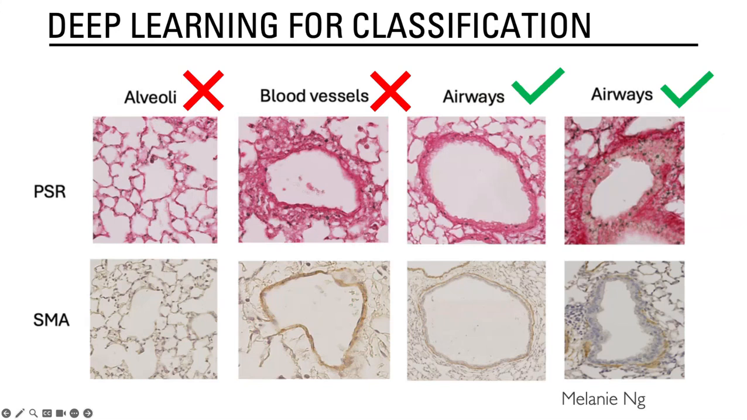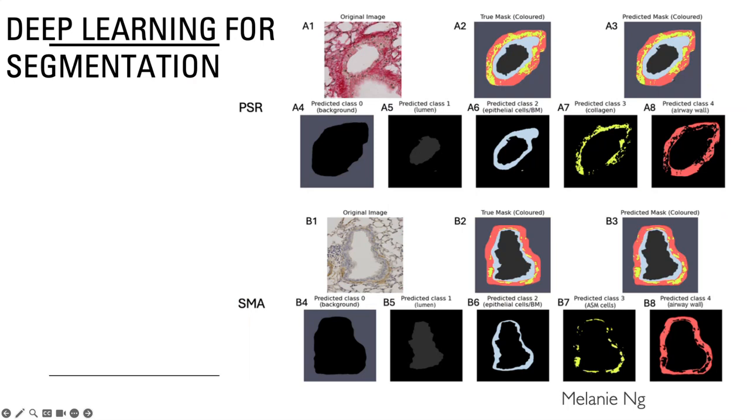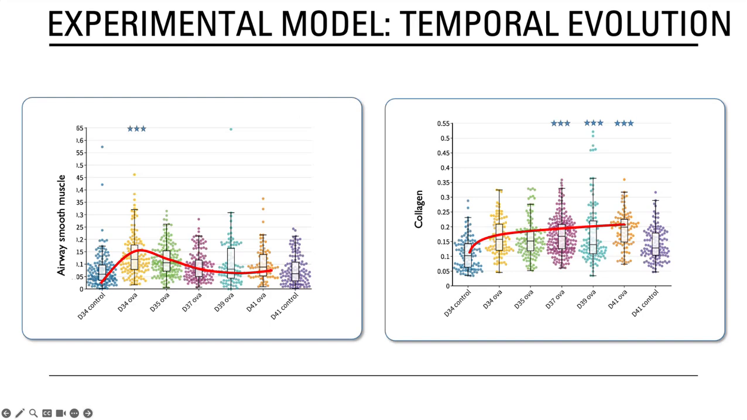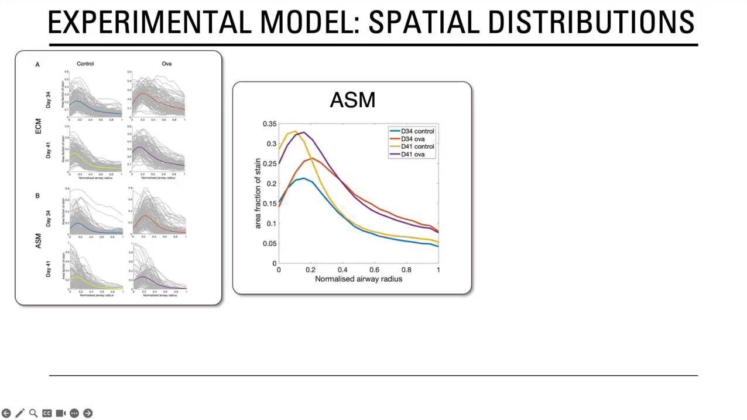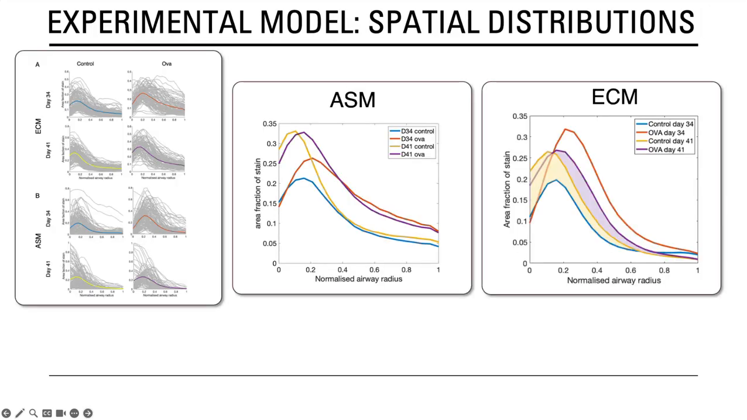Now we're looking at using deep learning to classify those more easily and also to segment them more easily. This is work from Melanie Young, a current student. And just very quickly to say that we now have spatial distributions across the airway wall that would allow us to connect to our model, and lots of data also separated by mice as well.